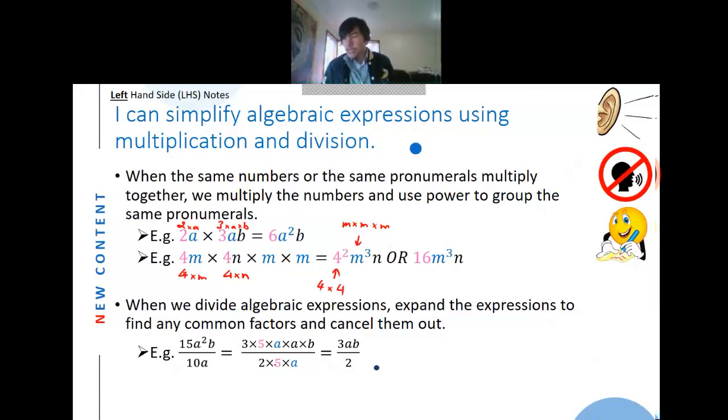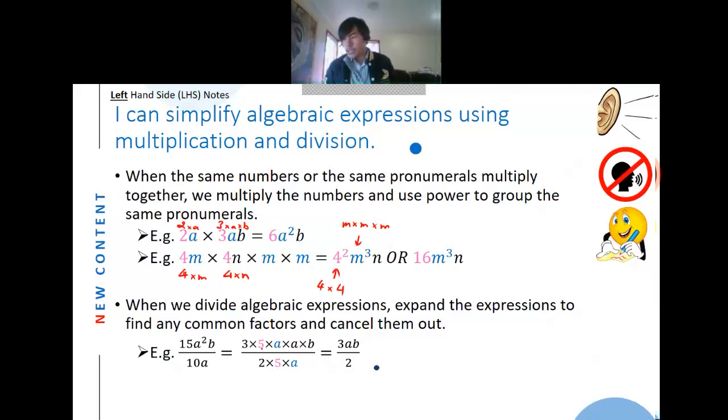The way that we are expanding this is, first of all, have a think about what number can go into 15 and 10. Sorry, I just gave you the answer there. It is the number 5. Number 5 can go into 15 and 10. So 15 is 3 times 5, and then we've got a squared, so that's a times a, and then times b. And then the 10 is 2 times 5, and then times a.